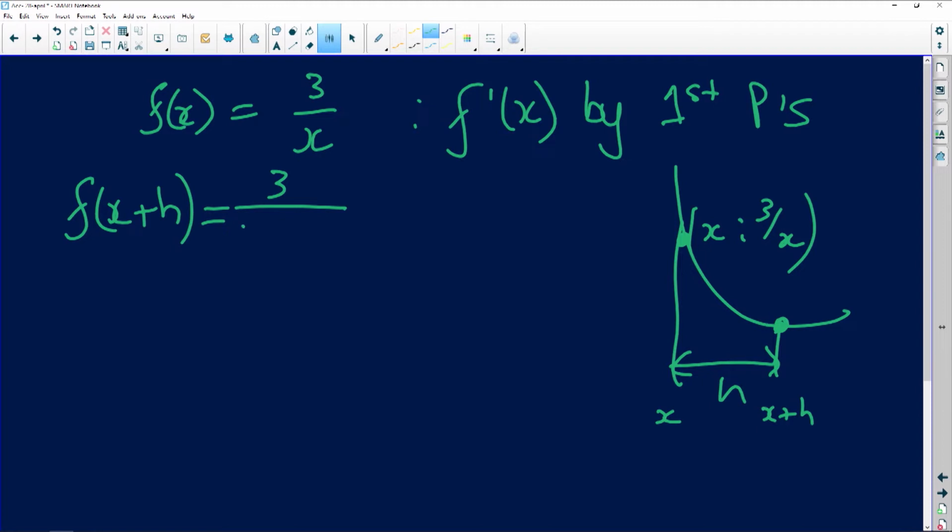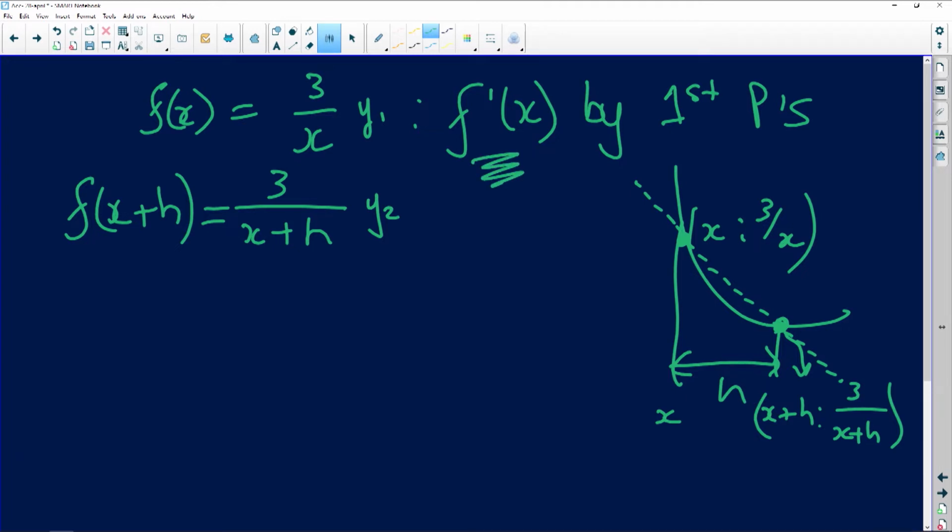If I substitute my x here with x plus h, that is what I have. So here I have one y value, here I have another y value of these 2 points. So that point over here will be x plus h and 3 over x plus h. And I'm now ready to find the gradient of the line that joins those 2 points. Remember, a derivative is nothing other than a gradient. Okay, so for me now to find that gradient, I'm going to use my grade 9 gradient formula. That's how easy this is.